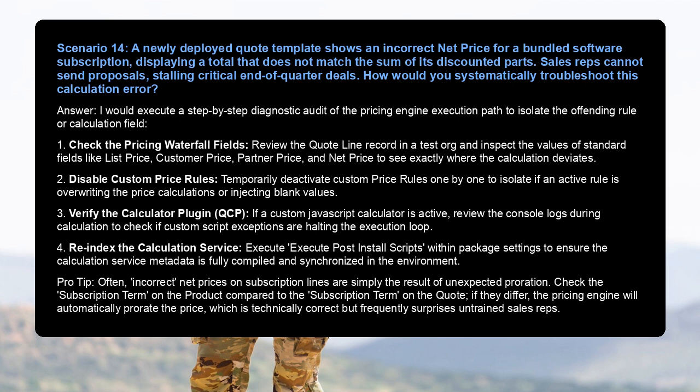Pro tip: often, incorrect net prices on subscription lines are simply the result of unexpected proration. Check the subscription term on the product compared to the subscription term on the quote. If they differ, the pricing engine will automatically prorate the price, which is technically correct, but frequently surprises untrained sales reps.